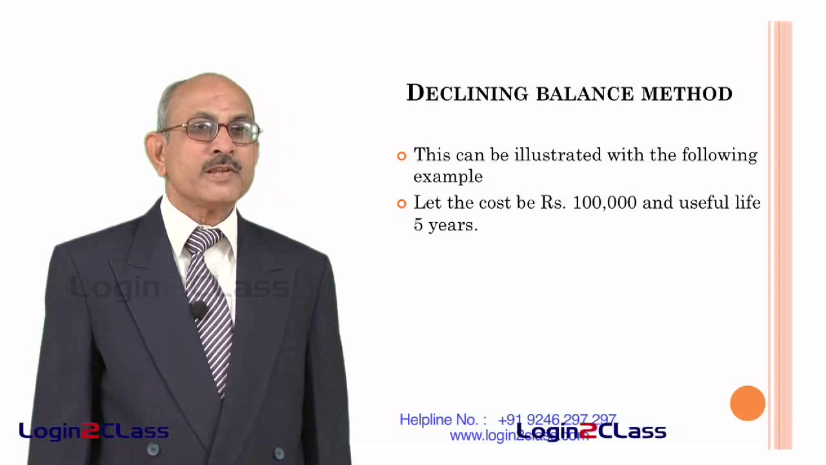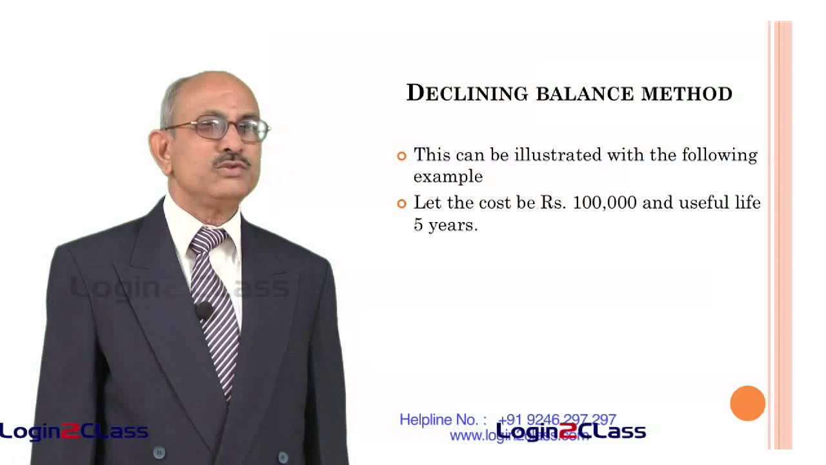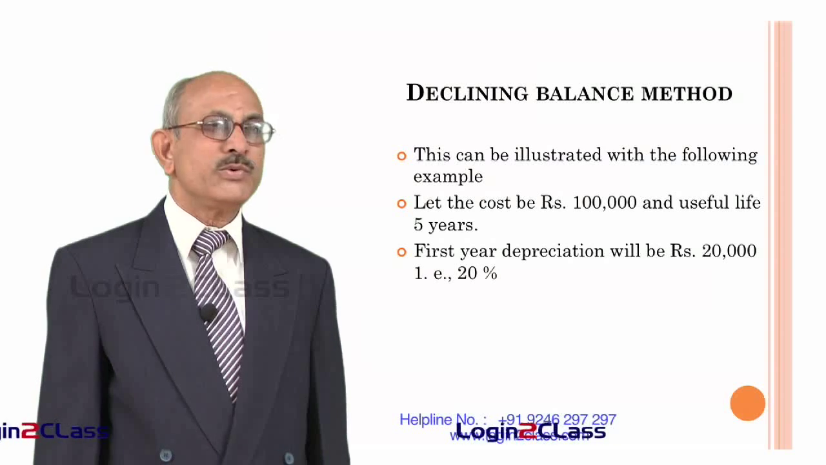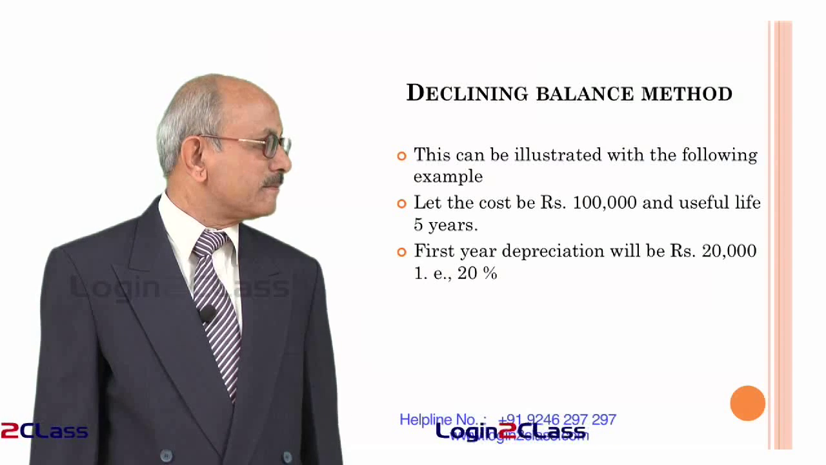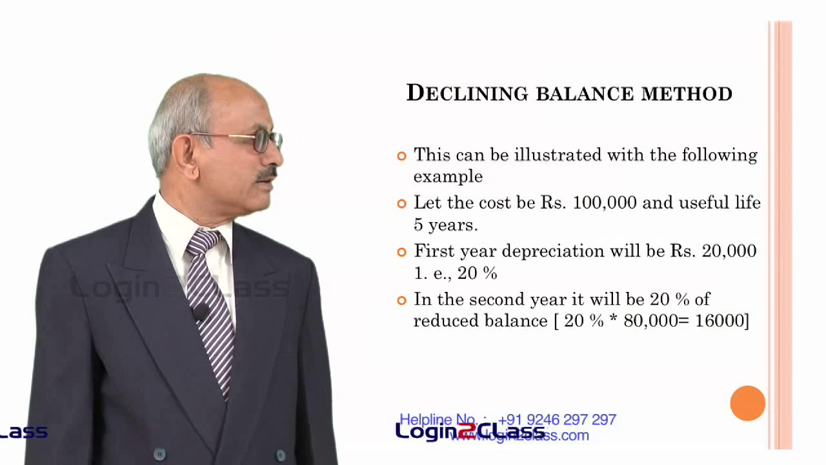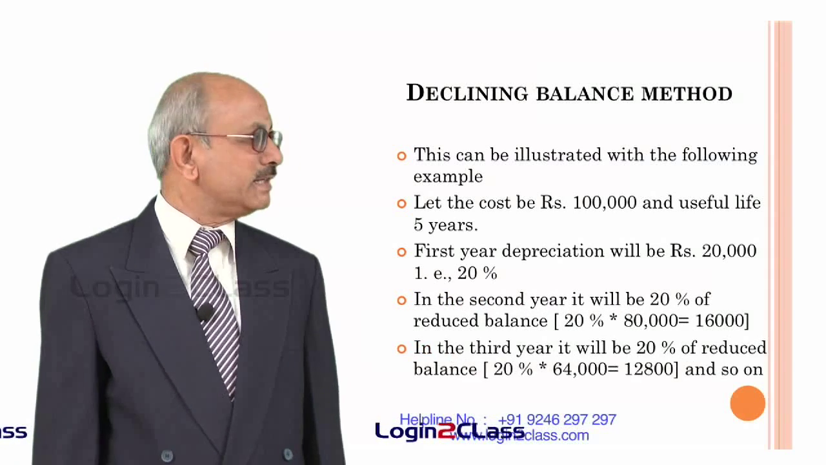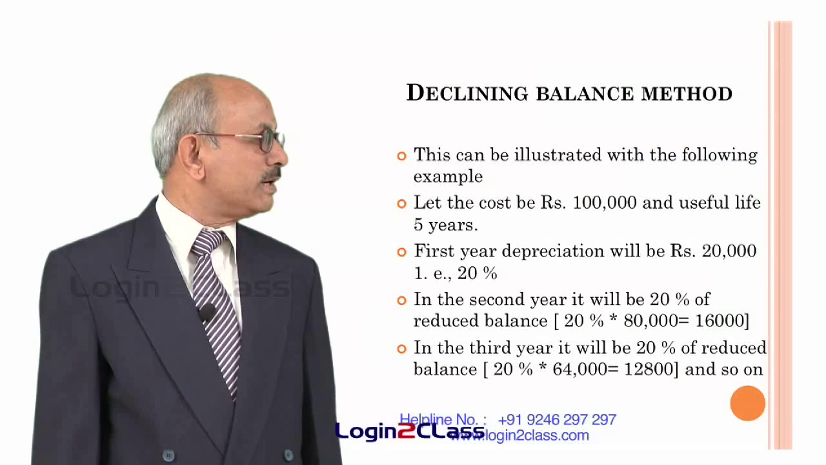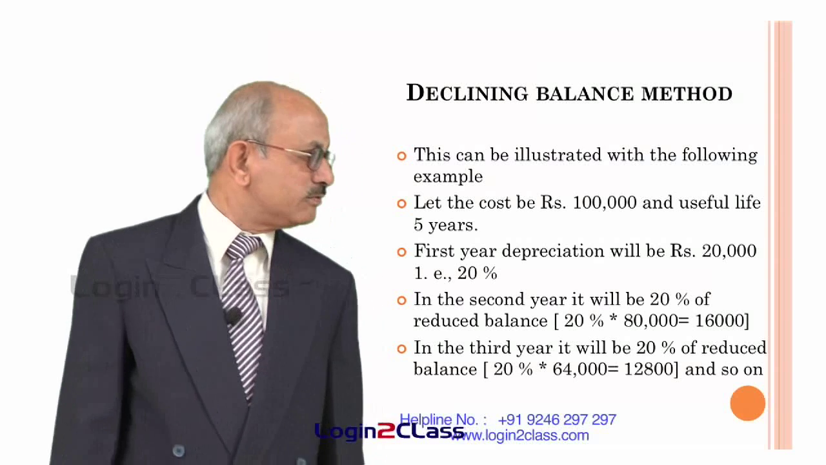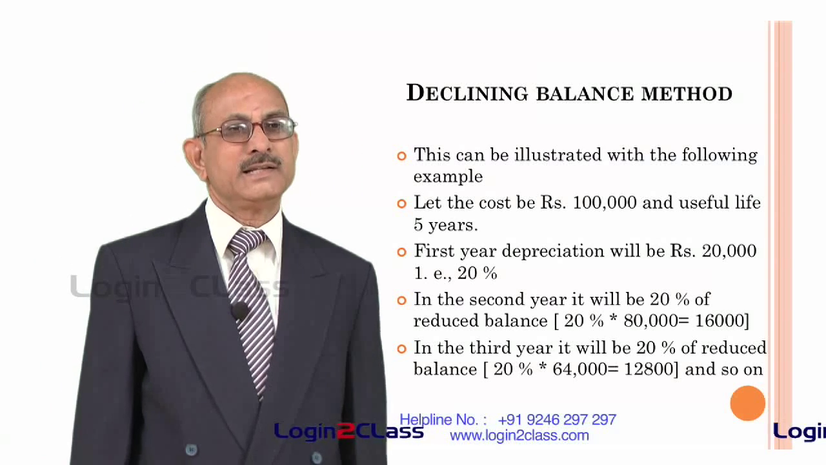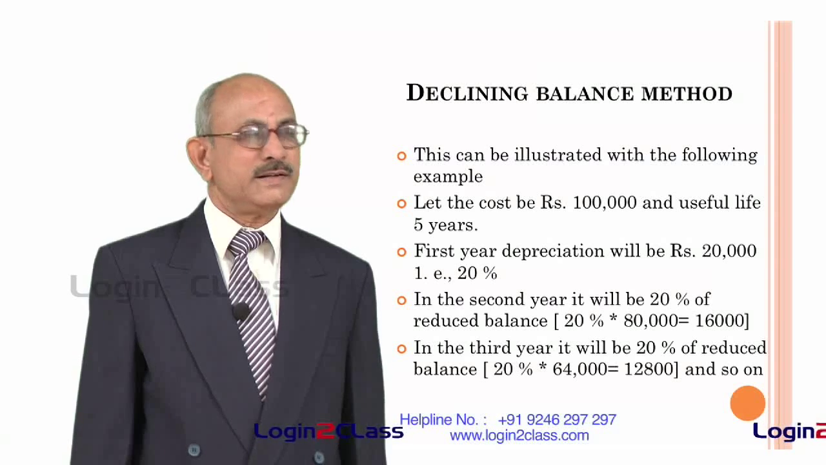Let us say the cost of an asset is 1 lakh, useful life is 5 years. So, first year depreciation will be rupees 20,000, that is 20%. In the second year, it will be 20% of reduced balance, that is 20% of 80,000, that is 16,000. In the third year, it will be 20% of reduced balance, that is 20% of 64,000, that will be 12,800, and so on. So, it is exactly like the written down value method.